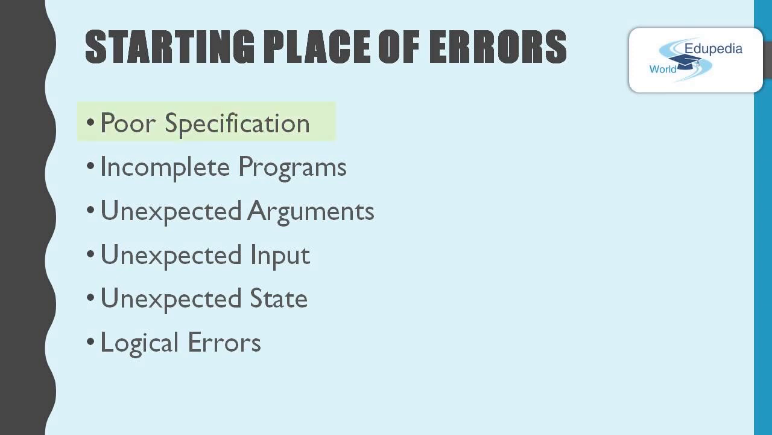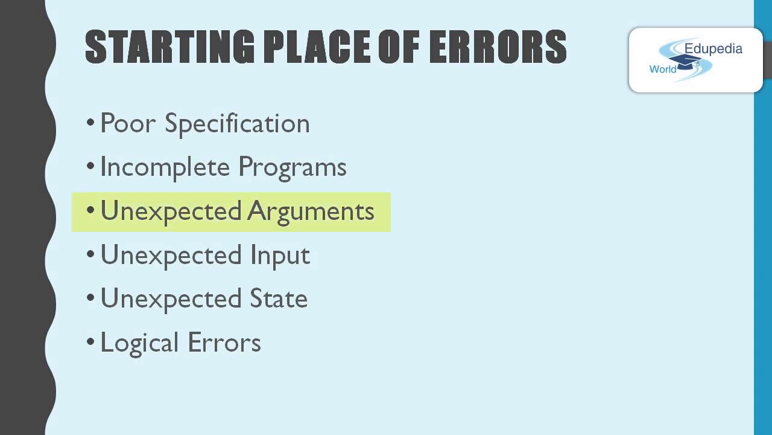The first one is the poor specification. We always have to be specific about what a program should do. We have to make sure that all cases are handled. For example, every input gives a correct answer or an adequate error message. The second one is incomplete programs. During development, there are obviously cases that we haven't yet taken care of. That's unavoidable, but anyway, we have to know when we have handled all cases.